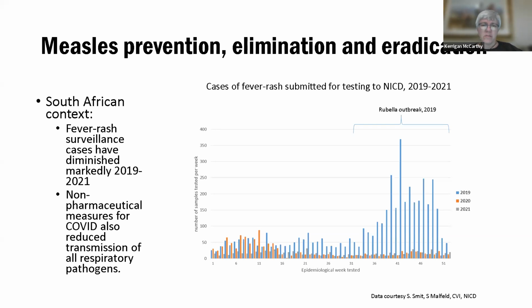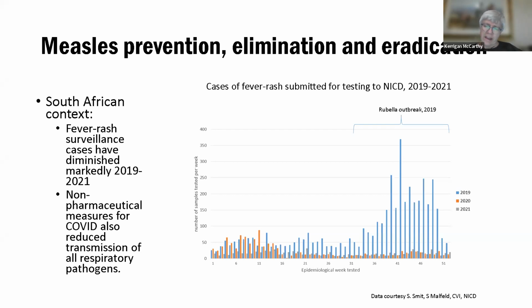But you'll see in the subsequent years there were very few cases of fever rash. And when we did the testing, there were almost no cases of rubella. I think there were 3 or 4 over both of those years, and less than 20 measles cases in each of the years. So it was evident that non-pharmaceutical measures for COVID also reduced the transmission of respiratory pathogens.